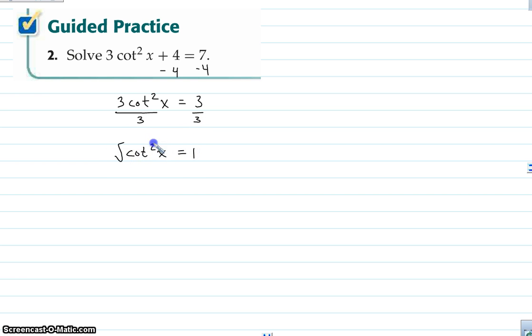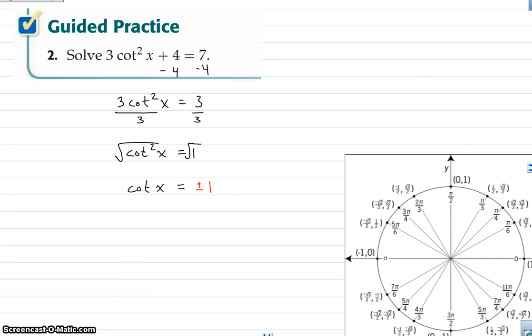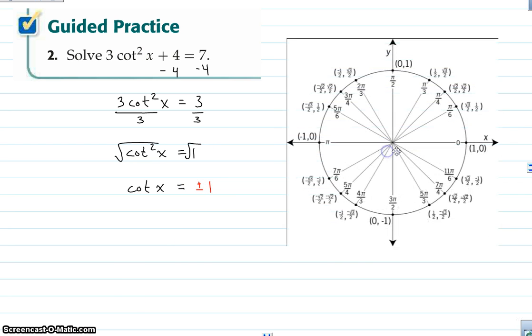And then when we square root both sides, we get that cotangent of x is equal to, here's the tricky part, plus or minus 1. Don't forget that part. So if we look around our unit circle, cotangent is the reciprocal of tangent. Luckily, the reciprocal of 1 is 1, so the 1's are the same. Tangent is 1, negative 1, 1, and negative 1 at these 4 locations.